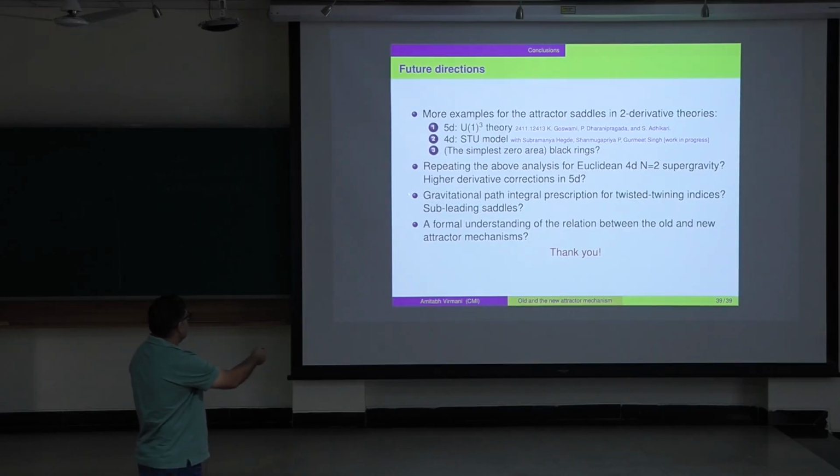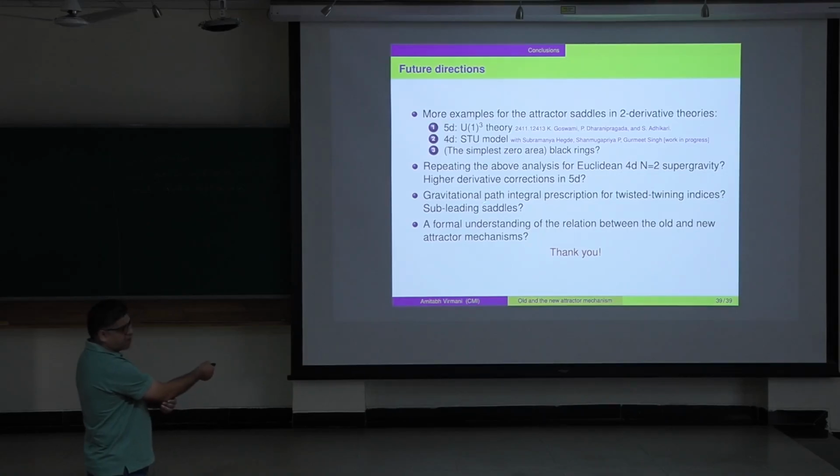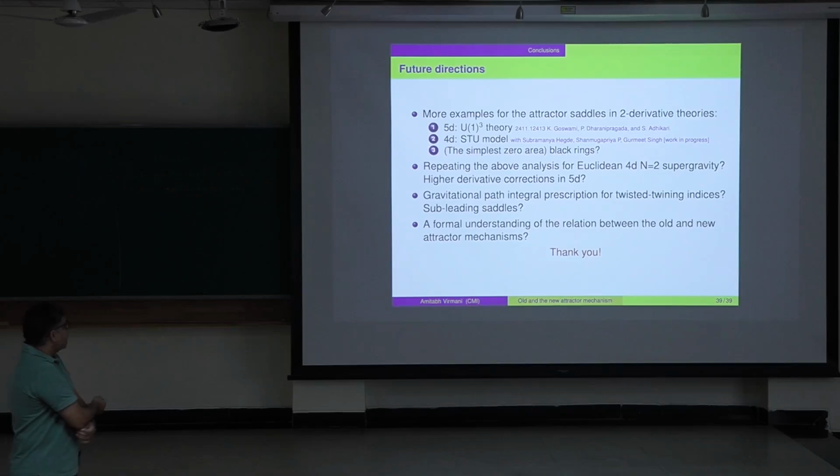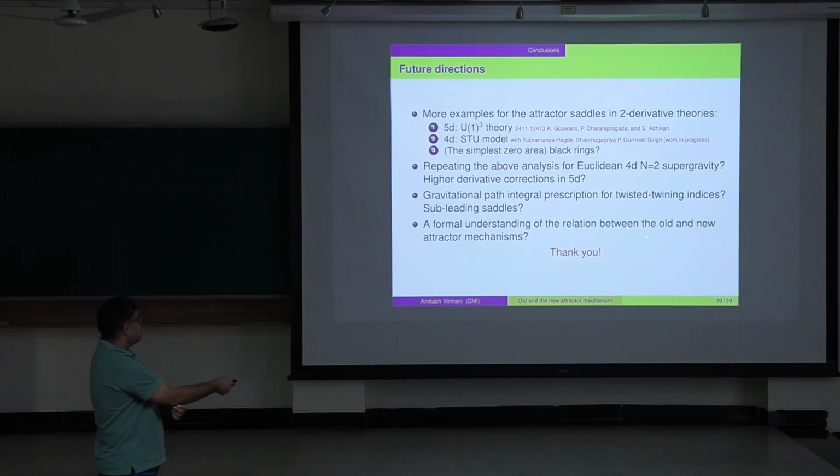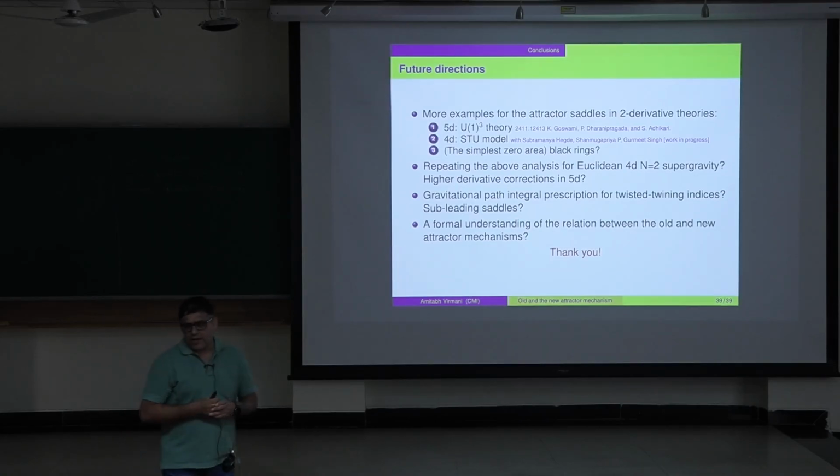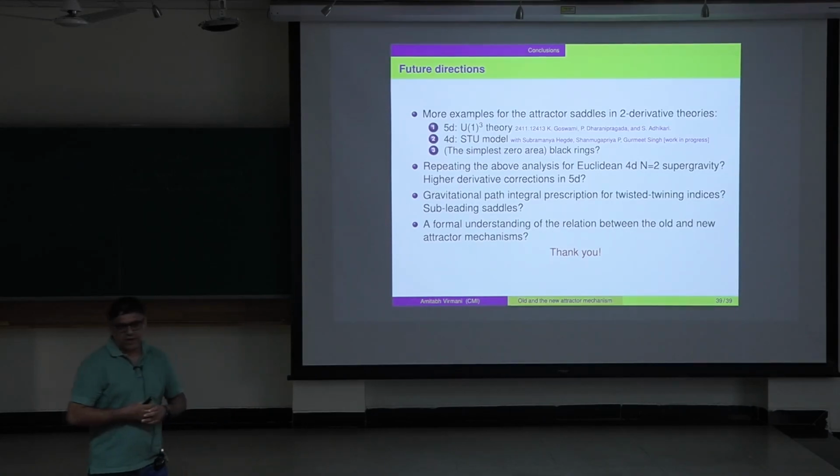So far, all the discussion has been computing the indices from the gravitational path integral point of view, but there is a very big subject of computing twisted and twining indices and exploring subleading saddles. Almost nothing has been written on these things. Finally, a formal understanding of the relation between the old and the new attractor mechanism is much needed. There is some understanding based on what has been written, but more clear understanding is required. Okay, so with this I will stop.